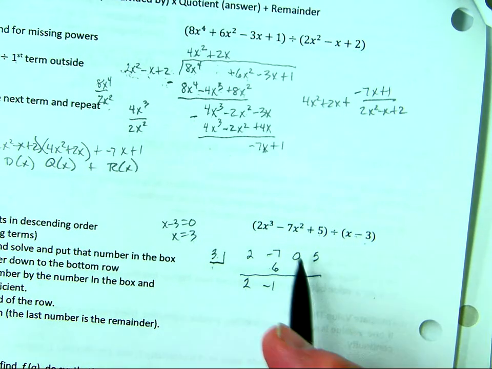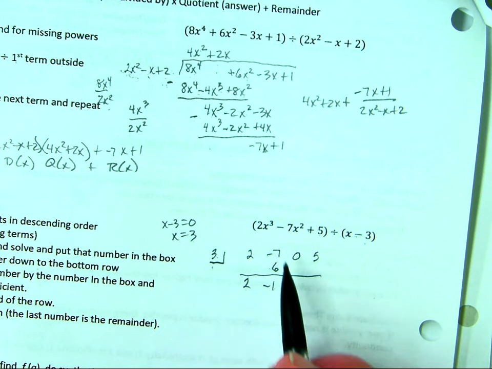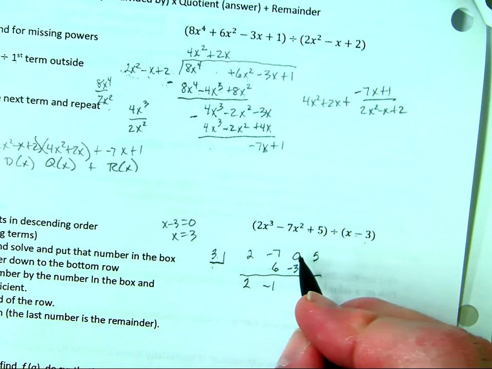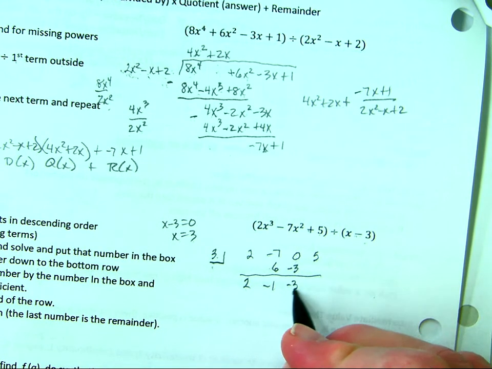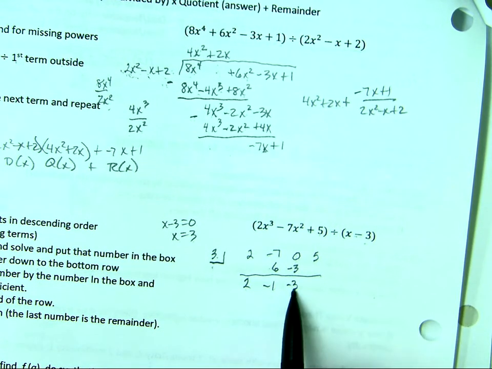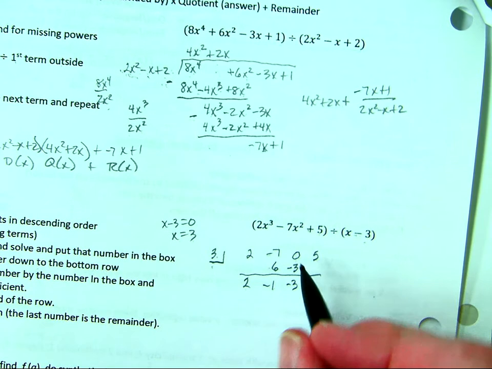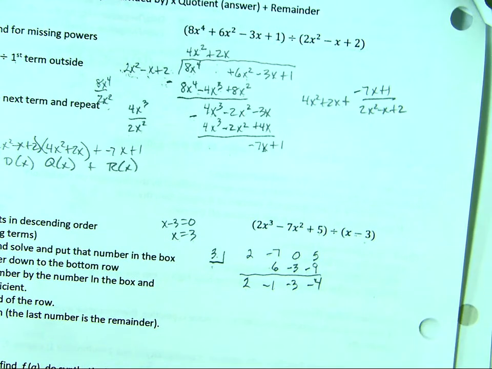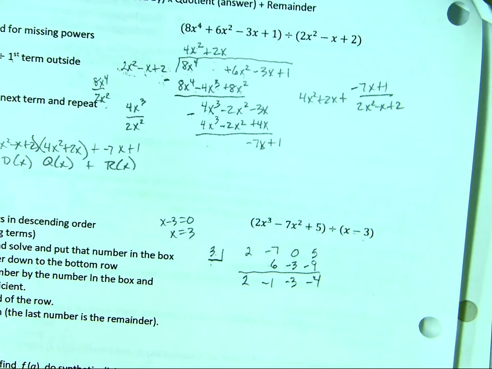Do that again. Number at the bottom times the number in the box. Negative 1 times 3 is negative 3. Add that to the 0. That gives us negative 3. Do that again. Negative 3 times 3 is a negative 9. Add that to 5. I get a negative 4. We just did synthetic division.